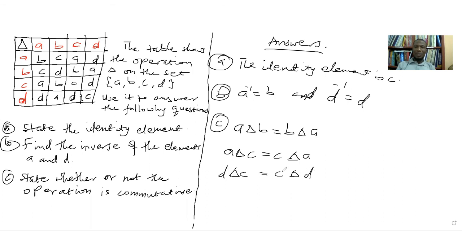So since even if we change the position of the elements, we get the same answer, we will conclude that, remember, it is not the answer that is commutative, it is the operation. Therefore the operation delta is commutative, because when we change the position of any two elements, we still get the same answer.